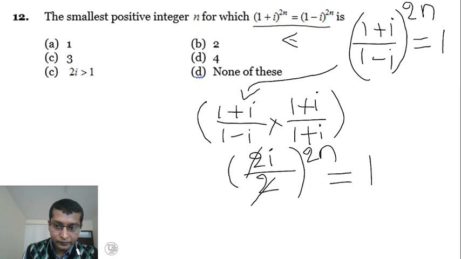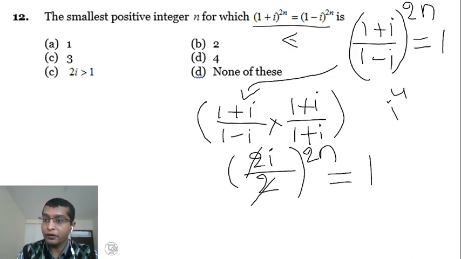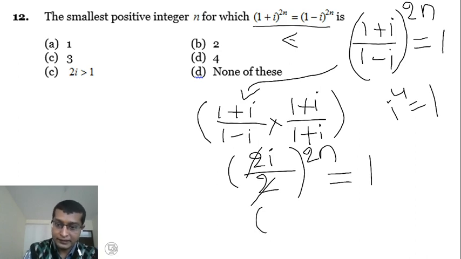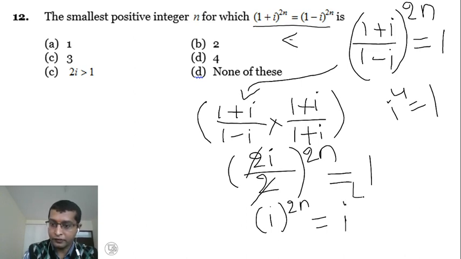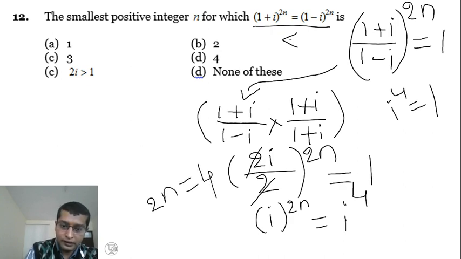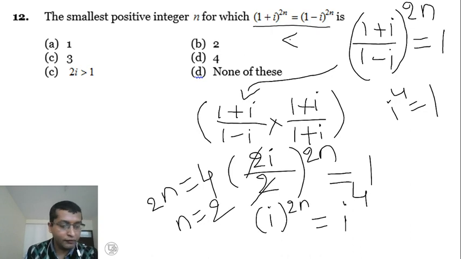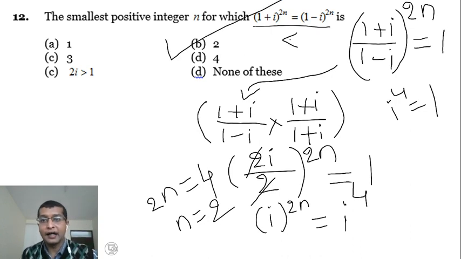RHS part, it is 1. So i raised to what value do we get 1? Many times we have solved. i is root of minus 1, i squared is minus 1, i cube is minus i, i raised to 4 equal to plus 1. So what I do, I write i raised to 2n, and 1 we take as i raised to 4. Now bases are same, powers we can equate, so 2n equal to 4. Therefore, the value of n equal to 2. Therefore, option B is the right answer.